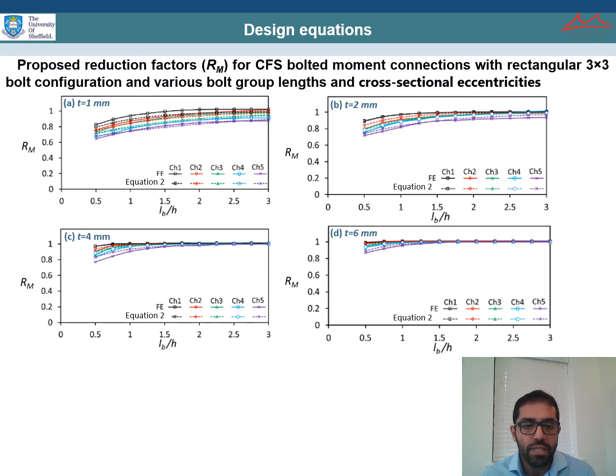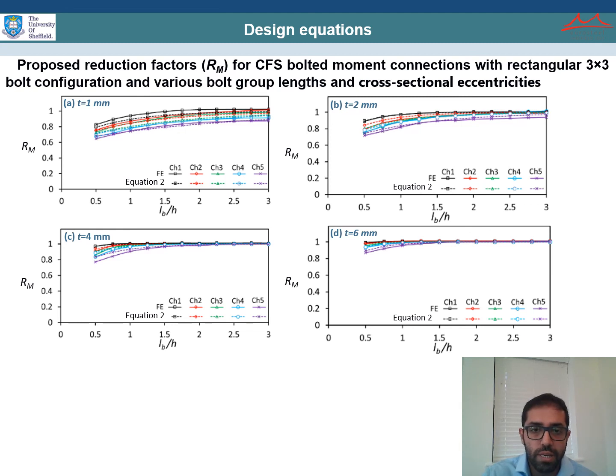As an example, in this slide, we showed the proposed reduction factors Rm for the conformative bolted moment connection with rectangular 3x3 bolt configuration and various bolt group lengths and cross-sectional eccentricities. As you can see, 4 different figures are available for different beam thicknesses: 1 millimeter, 2 millimeter, 4 millimeter, and 6 millimeter. The finite element results are shown in solid lines, while the equation proposed in the previous slide is shown in dotted lines.